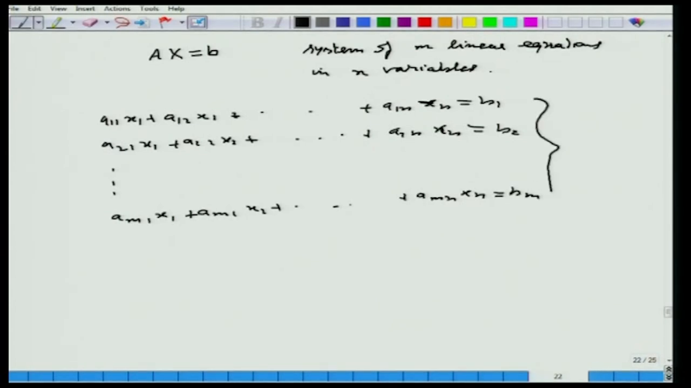So, this is a system of m linear equations in n unknowns x1, x2, ..., xn, where the right hand side b1, b2, ..., bm is a given vector. So the aij's and bj's are known. We are to find these x1, x2 and xn.